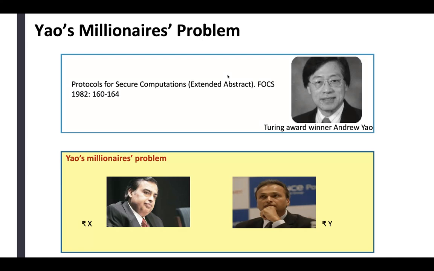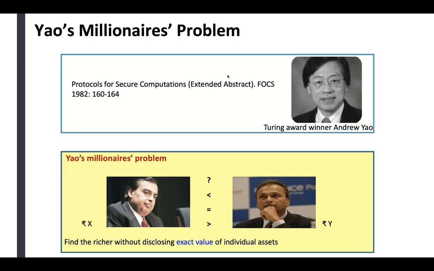So the problem is called Yao's millionaires problem, but if we have to be consistent with the pictures that I have put here, we would probably have to rename the problem as Yao's billionaires problem, but never mind. So the problem goes as follows. There are two millionaires, and they have their assets. Of course, the assets are private. The first person has x crores, and the second person has y crores. And they're interested in knowing who is richer between them, without leaking their private assets to each other or to the public, right? So MPC perfectly fits this scenario and can solve this problem.